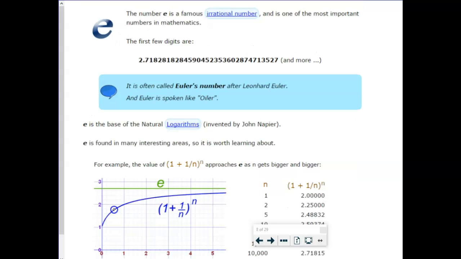Oh, e. Do you guys know e is a number? So they use the symbol e to represent the number e, which is called Euler's number, and it's also known as the natural number.